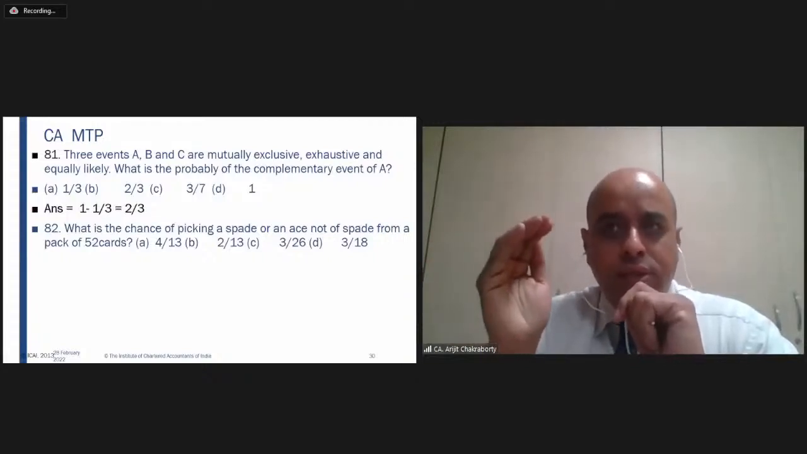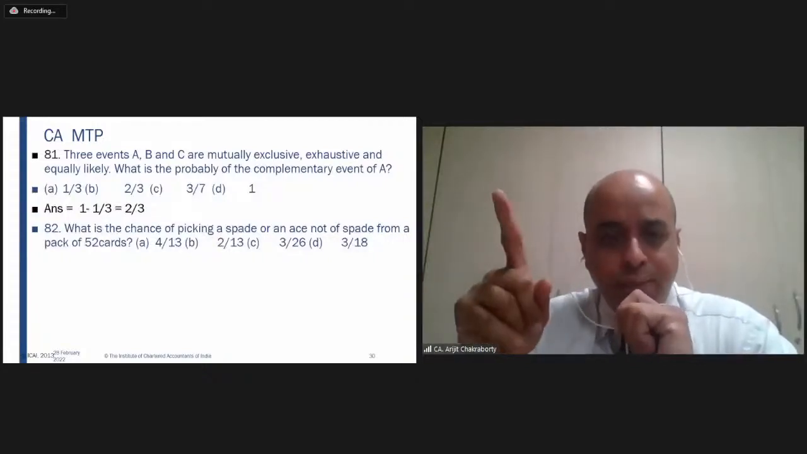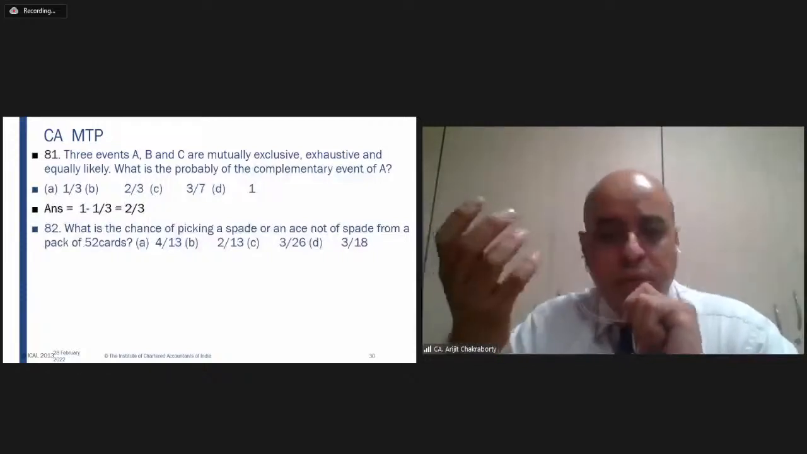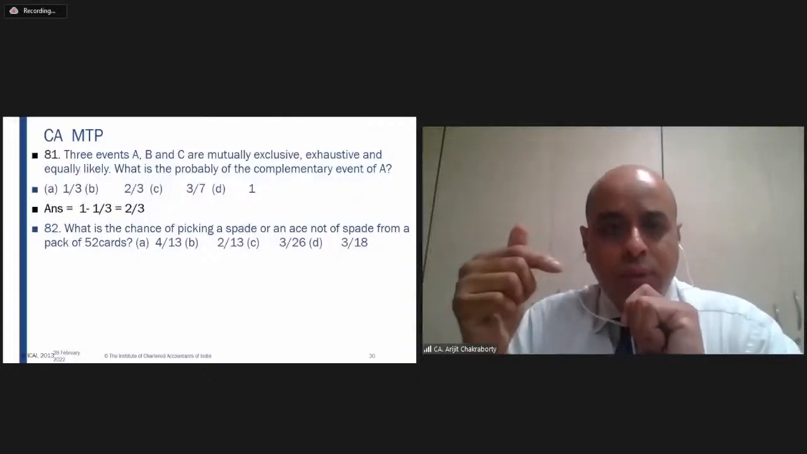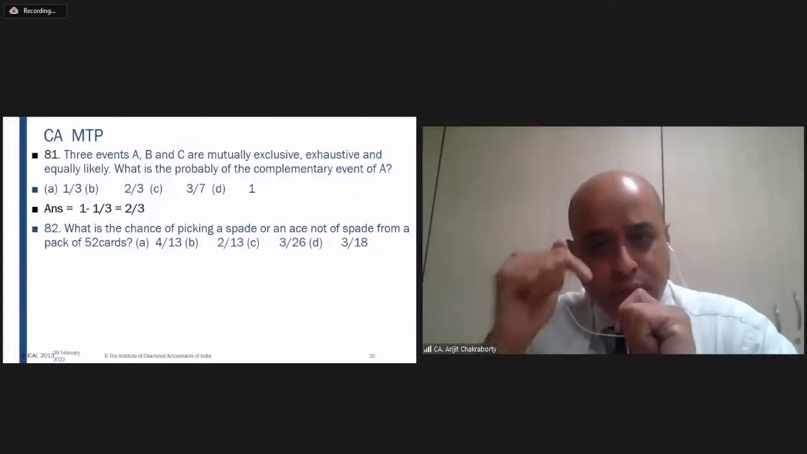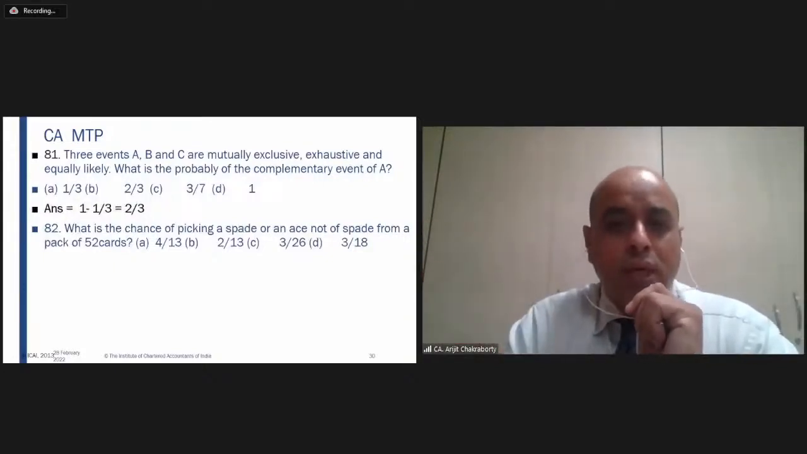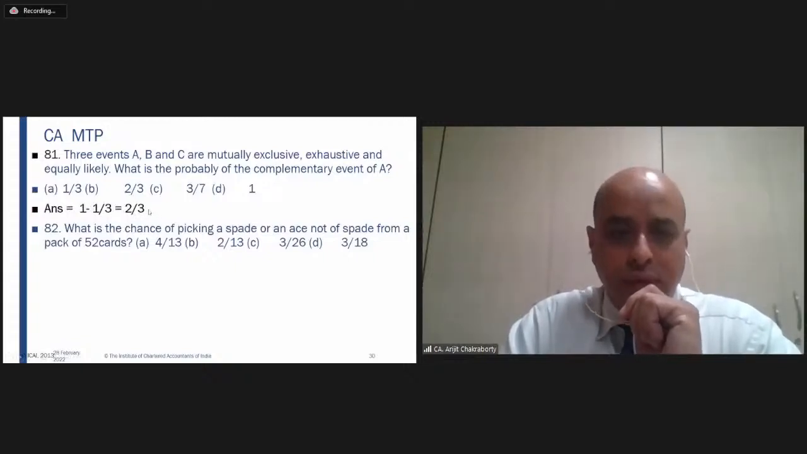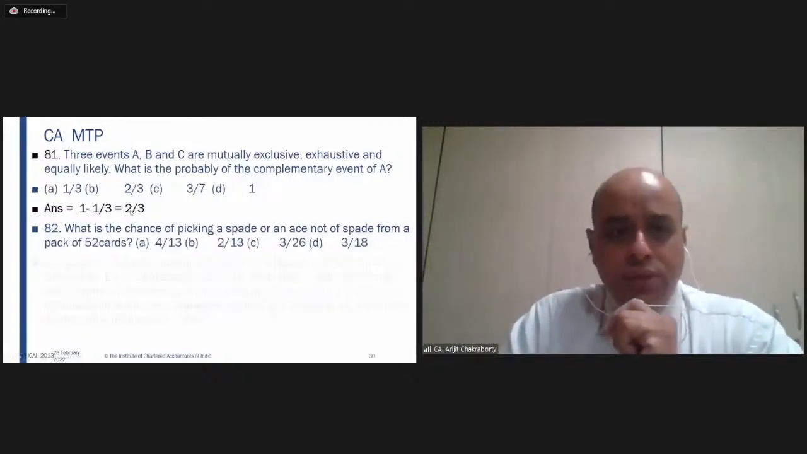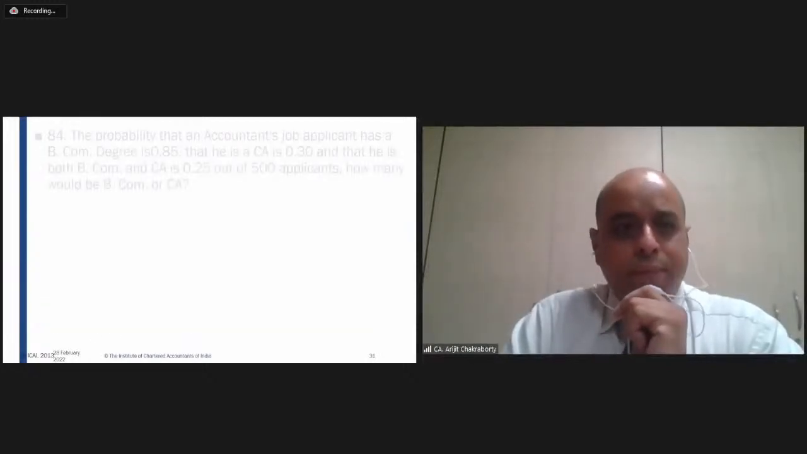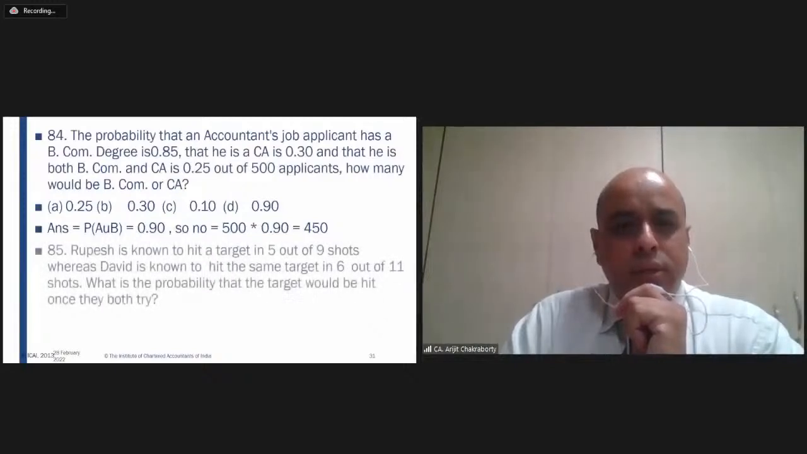The sum of the probabilities of the 3 events is equal to 1. And if all 3 are equally likely, that means each of them has a probability of 1 by 3. So the probability of A, P(A), is 1 by 3. Then definitely the complementary event is 1 minus 1 by 3, that is 2 by 3, as you can see on the slide. The 82nd question, which came in the MTP, this we had already done. The answer was 16 by 52, which comes to 4 by 13. This also we had done.